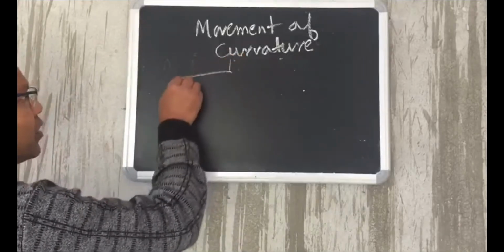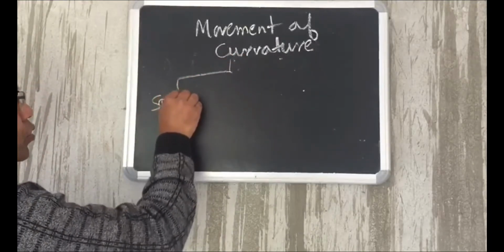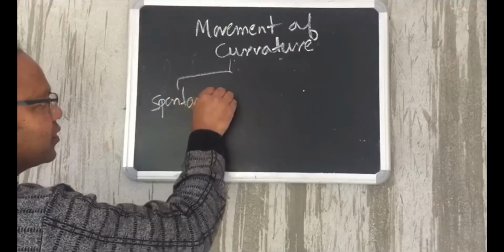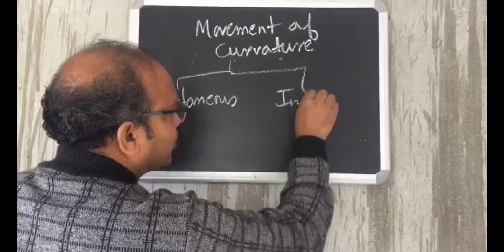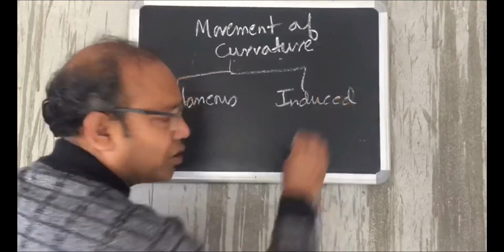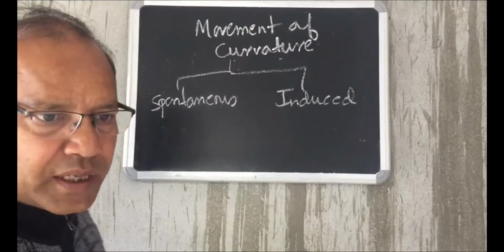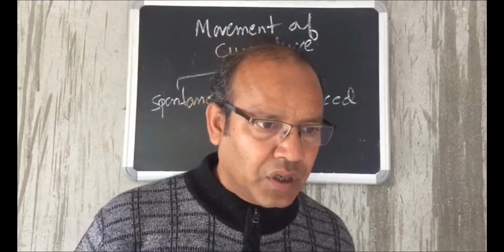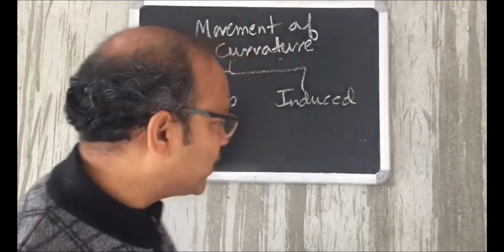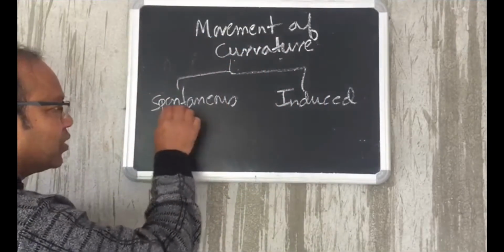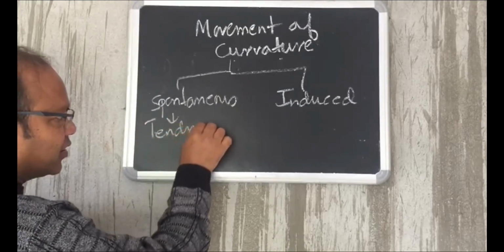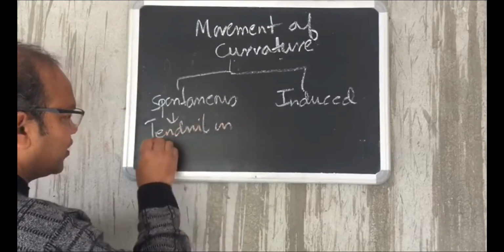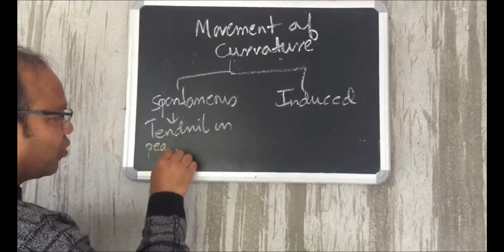Movement of curvature is basically of two different types. Again, spontaneous and induced. In spontaneous, it is from within. We can take the example of the tendril in pea plant or pumpkin.